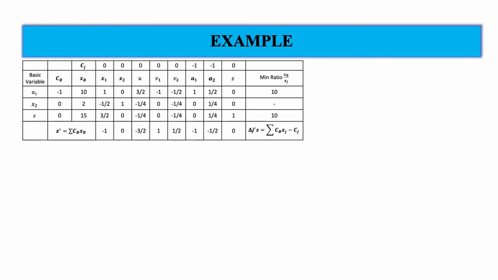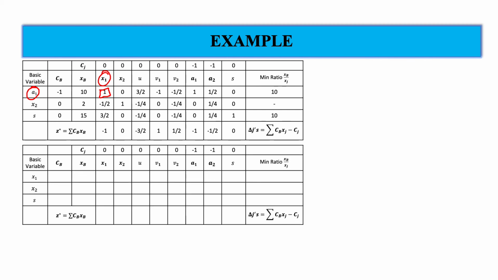So in our simplex table, a1 is the outgoing variable, x1 is the incoming variable, and 1 is the pivot element. We will form a new simplex table using these three things. x1 is the incoming variable; its coefficient in the objective function is 0, x2 coefficient is 0, s coefficient is 0. All other elements are updated based on the pivot element. The new pivot row is equal to the old one because the pivot element is 1 itself, so it will remain the same: 10, 1, 0, 3 by 2, minus 1, minus half, 1, half, and 0.